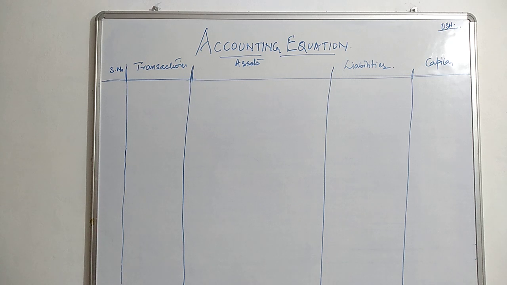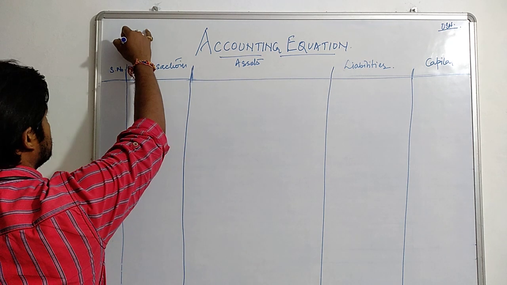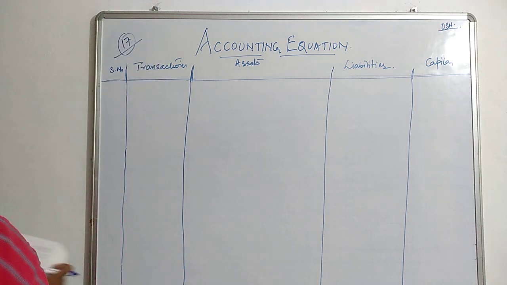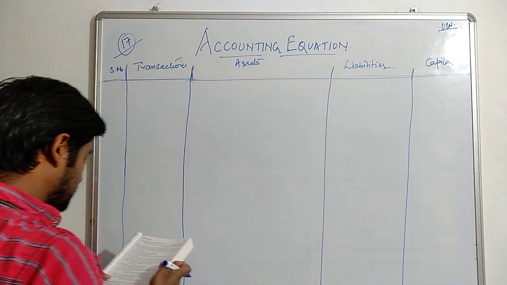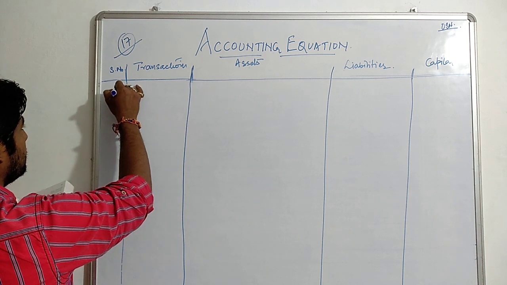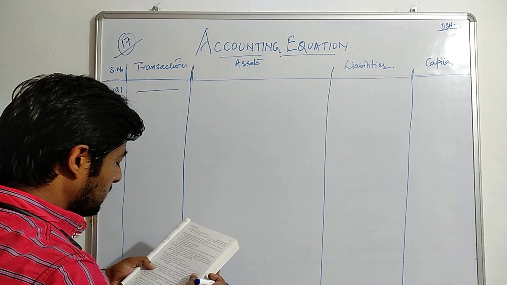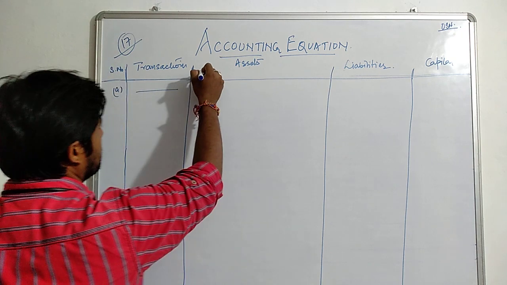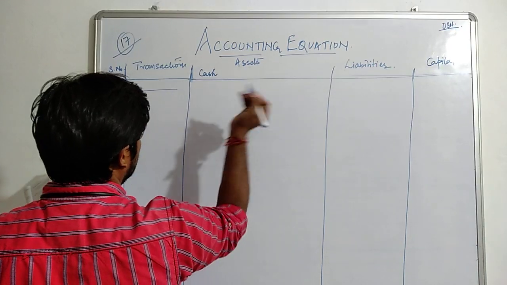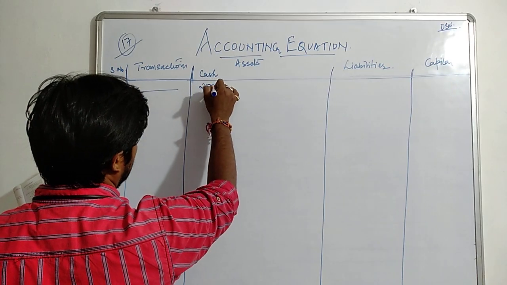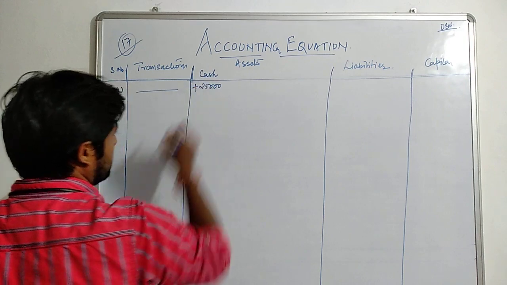Now students, come to the next question, question number 70. Simple question, only two transactions are there. Sorry, three transactions are there. First transaction. Ram started business with rupees 25,000. How will you start the business? By introducing cash only. So 25,000 is the amount of cash coming into the business.